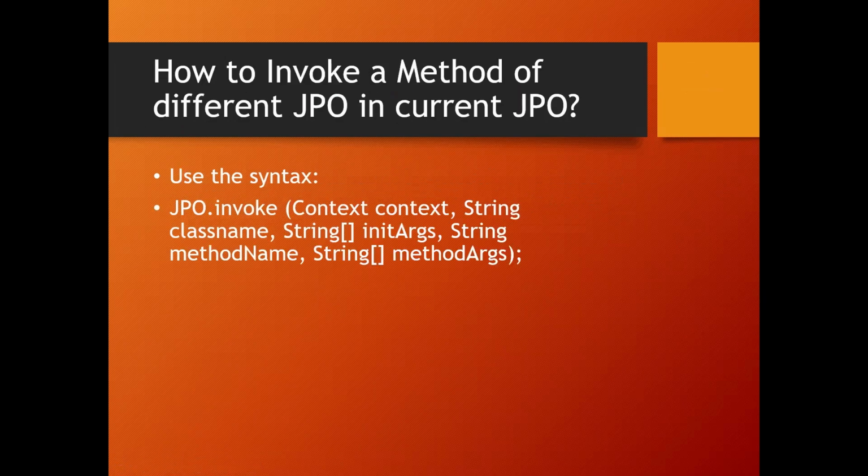Now moving to the next question. How to invoke a method of a different JPU in the current JPU. So this is the syntax of that. In the JPU we can write this syntax: JPU.invoke, the context of the user, then string class name. Here we'll write the class name, and if there are any arguments we want to pass to that other class or other JPU, and then the method name, which method we want to execute, and the method arguments. So this is the syntax of it.